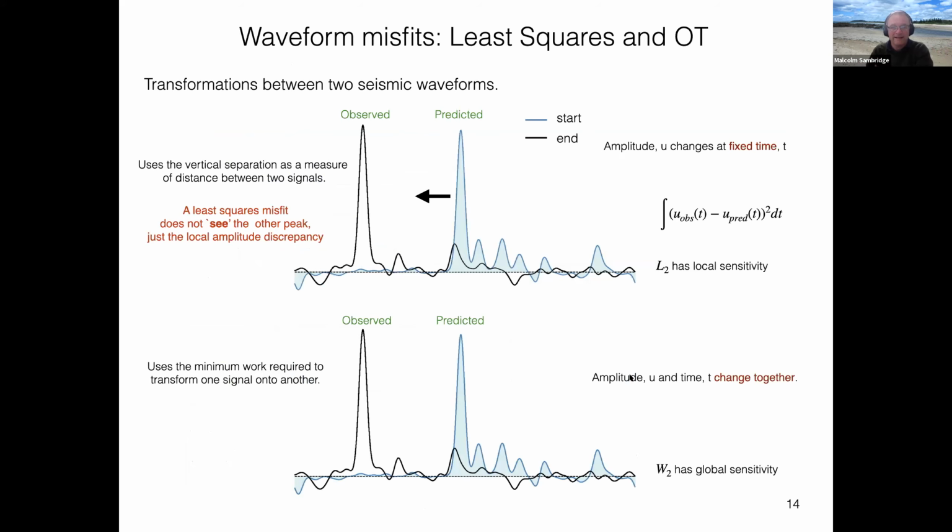Now, breaking that down, again, you probably won't see the movie. The top is an example of an observed and predicted receiver function. My predicted is the blue, the observed is the white, and I want to compare a least squares misfit, which is the top, to an optimal transport misfit, which is the bottom. And it's a bit like the 2 Gaussians here.